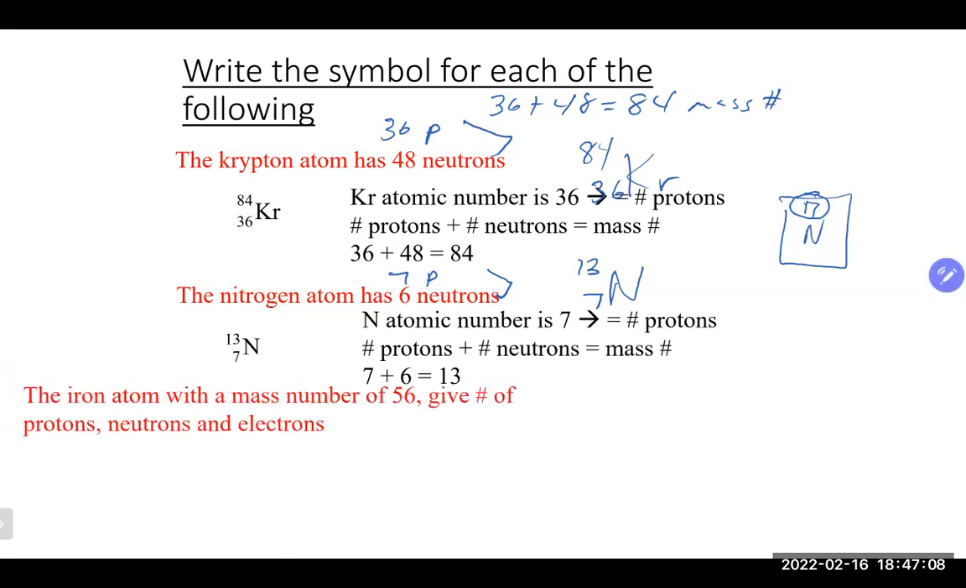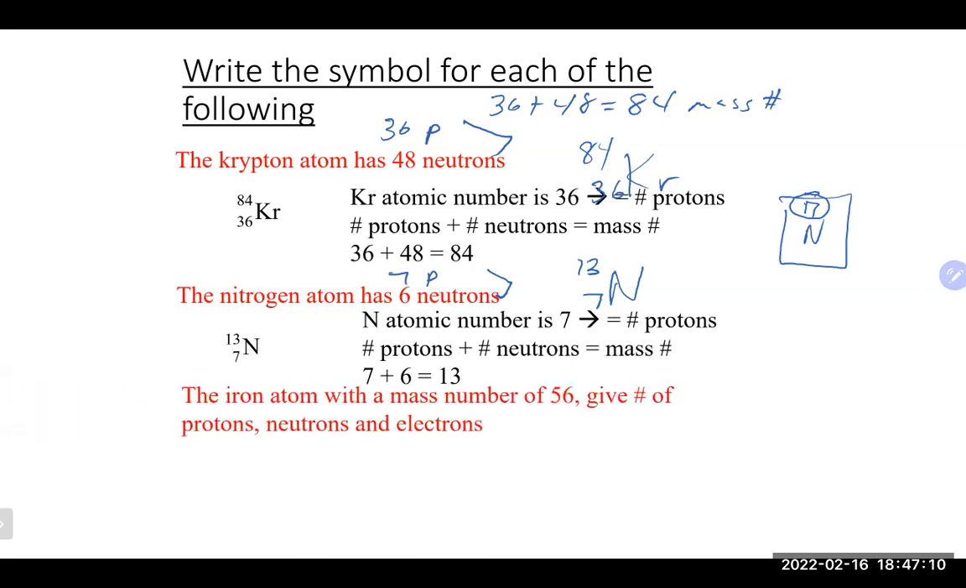And lastly here, we want to write the symbol for iron that has a mass number of 56. We also want to figure out how many protons, electrons, and neutrons it has. So take a second there, see what you come up with. The symbol for iron is Fe. Again, from the periodic table, we could get the atomic number, which is 26. Yeah, it should be 26.